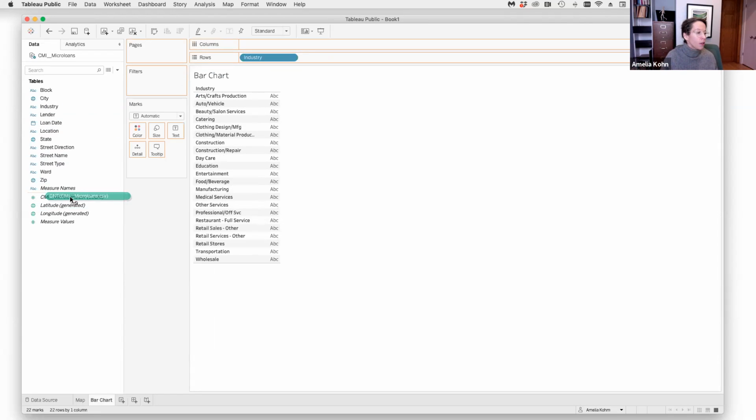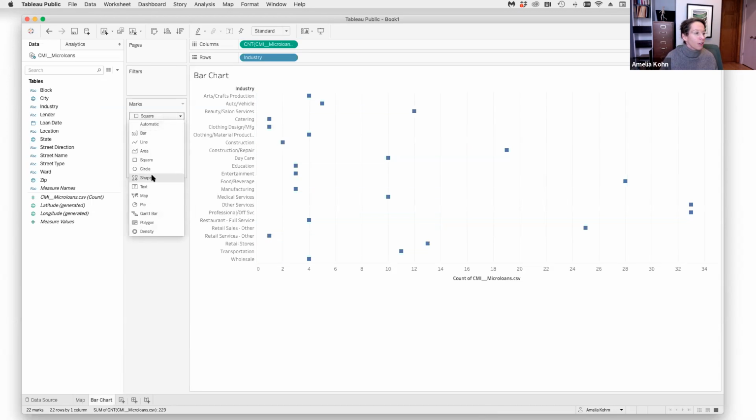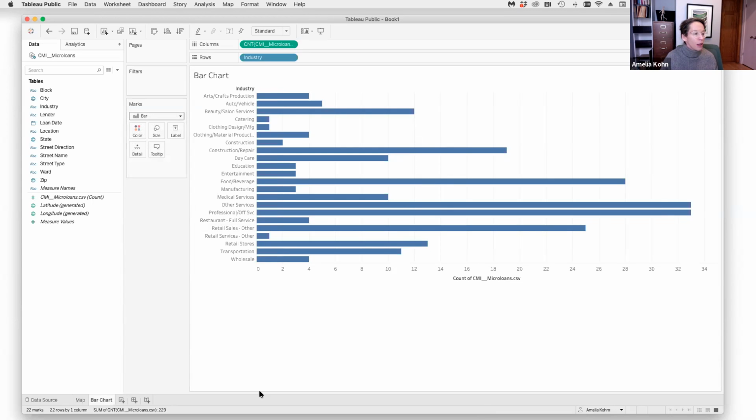So I'm going to pull that measure and put it on the column shelf. You can see that Tableau automatically defaults to a bar chart, which is actually what I want. So I'm not going to change it. But if I wanted to change it, I could change the mark from right now it's automatically a bar, but I could change it to a square if I wanted to, or a circle. But anyway, I'm going to keep it a bar.